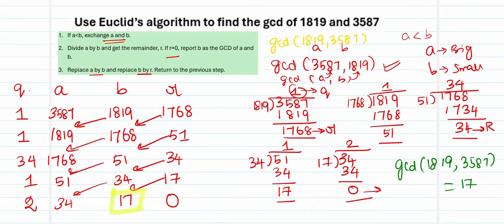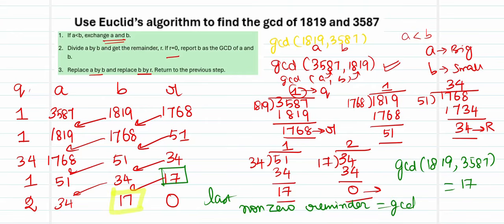We can also say by one more way that the last non-zero remainder is going to be the GCD. So what was the last non-zero remainder? The last non-zero remainder was 17. So this 17 only is entering here. Okay. So the last non-zero remainder can also be taken as the GCD. We'll quickly try it for one more problem.